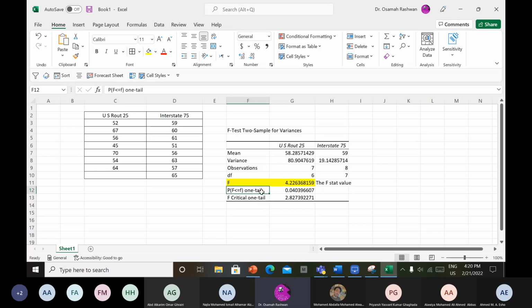All the time you have F for one tail in this case. You would like to say that this one is bigger than this one, or this one is less than this one, so you have one tail. So this is the critical value, the F critical. We will see how to find it from the table, don't worry.